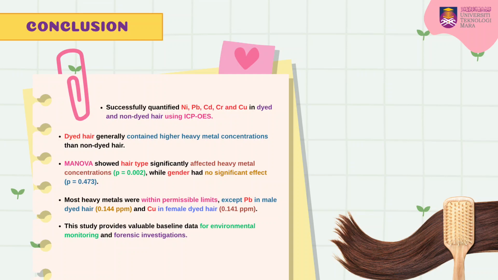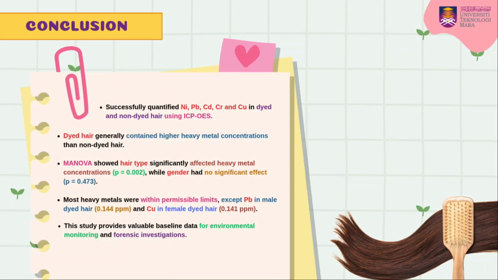Dye hair generally contains higher concentrations of heavy metals than non-dye hair. Most metal concentrations were within permissible limits, except for lead in male dye hair and copper in female dye hair. Overall, this study suggests that hair dye treatment may increase heavy metal accumulation and provide valuable baseline data for environmental monitoring and forensic investigation in Sarawak.